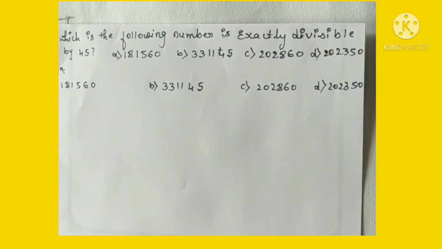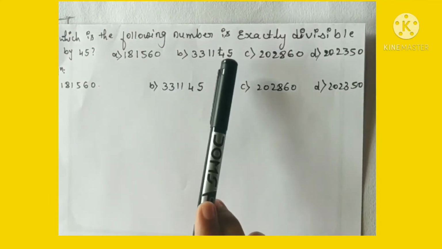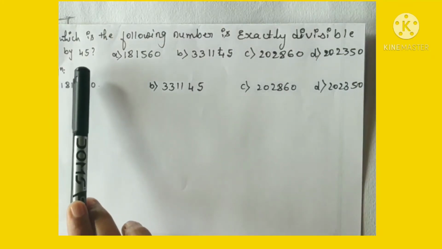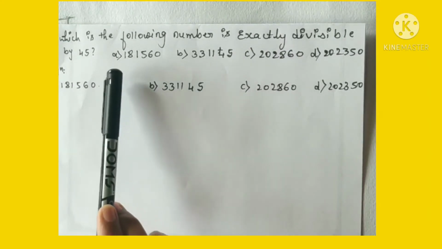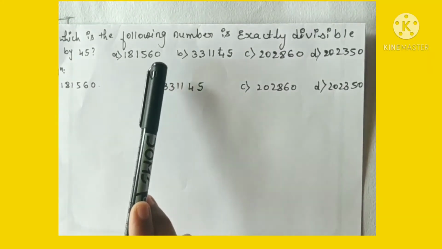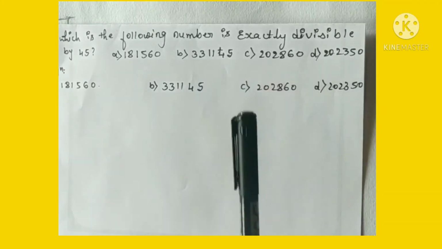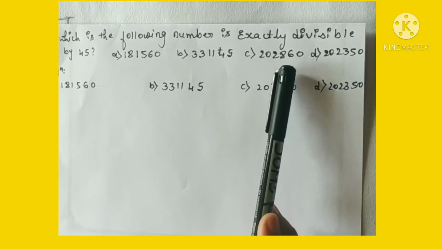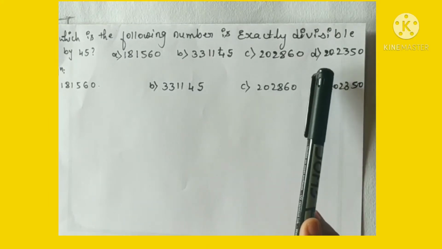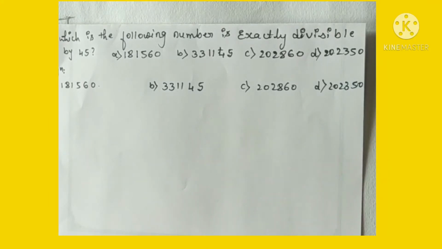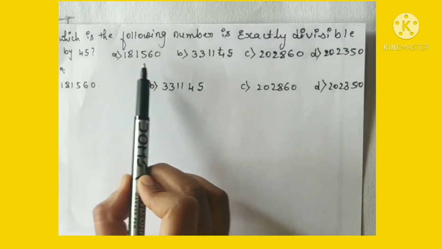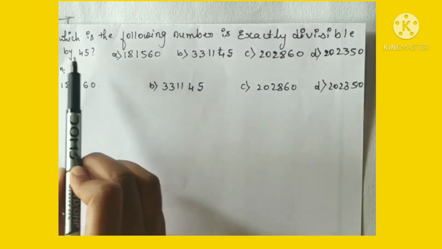Question number 7. Which of the following numbers is exactly divisible by 45? The options are 181560, this is the first option. Option B, 331145. Option C, 202860. Option D, 202350. Okay. Here we have to check the options which are exactly divisible by 45.